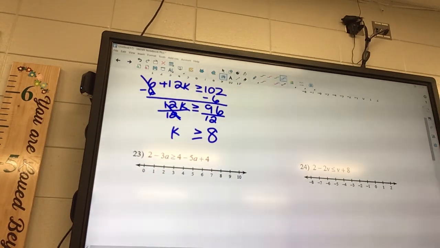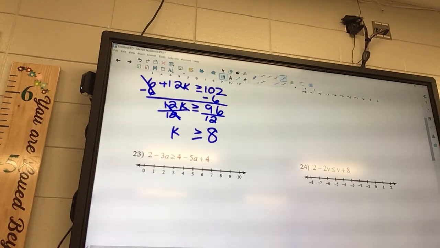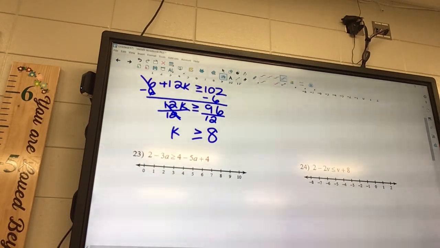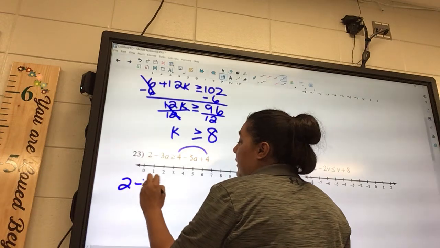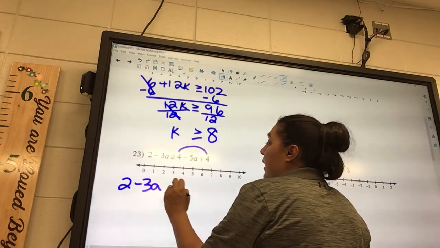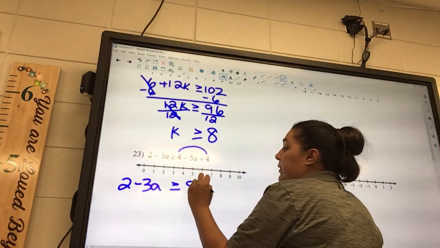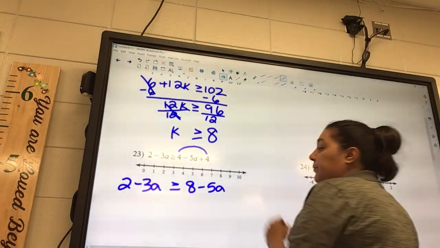Last one, 23. Are there parentheses? No. Can we combine? No. Well, on the right side, yeah. On the right side, we can. Who can get put together on the right side? The 4 and 4. It's not a negative 4 though. So we're going to get 2 minus 3a, the sign. 4 and 4 is 8, minus 5a.